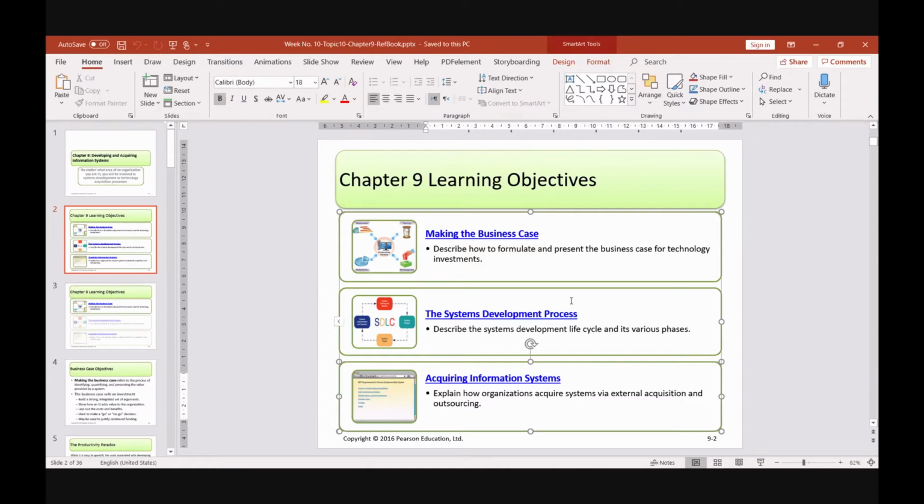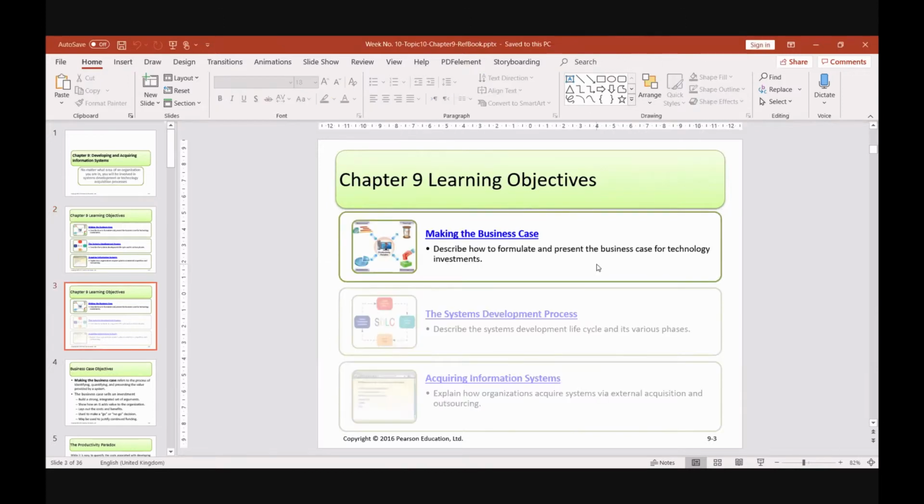I think you guys have it available on Blackboard or not. Let me check. If not, I will upload that book as well. It's not available here. Okay, so I will upload this reference book as well.